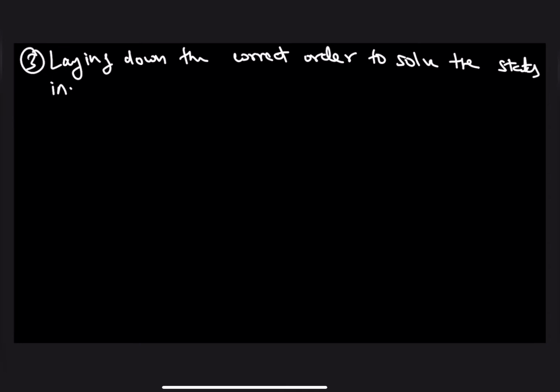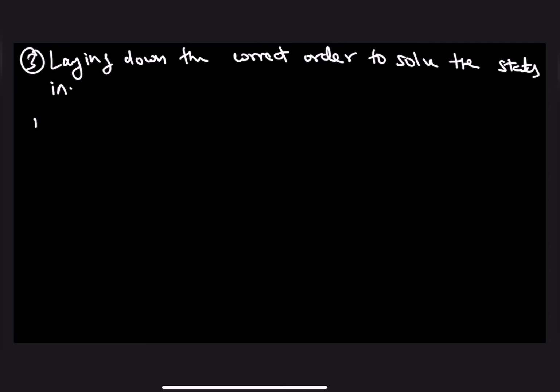So if you remember, we were discussing a directed acyclic graph by the end of the previous video. And we also stated that the importance of the directed acyclic graph will become more relevant when we try to understand the third subproblem of dynamic programming, that is, laying down the correct order to solve the states in. So let's write down whatever we had already solved in subproblems 1 and 2.